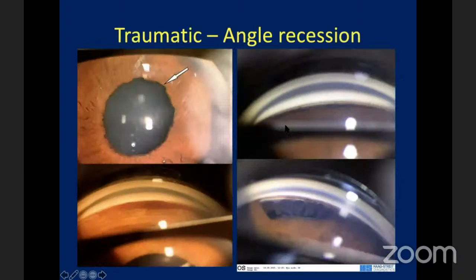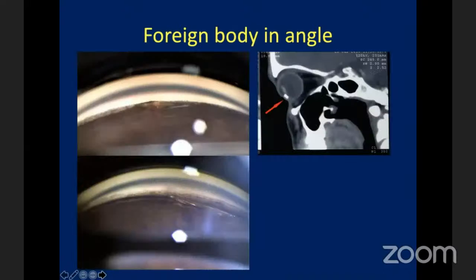And if you get a patient with an injury like a blunt injury, always look at the angle, because these patients can have an irregular widening of the ciliary body band. This is angle recession. This is blood in the angle, and this is the iridodialysis. You can see the ciliary process visible. So angle recession is very important. Irregular widening of ciliary body band. These patients can develop glaucoma 10-15 years down the line.